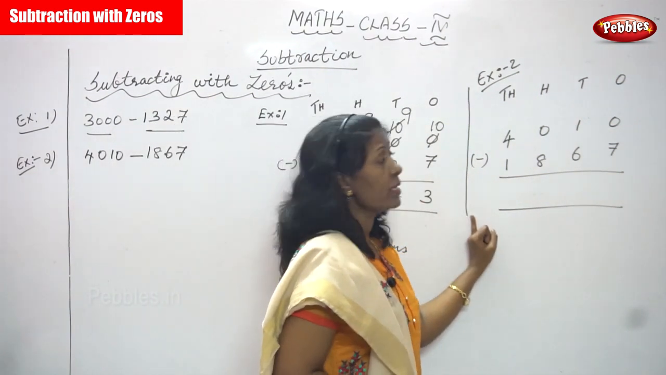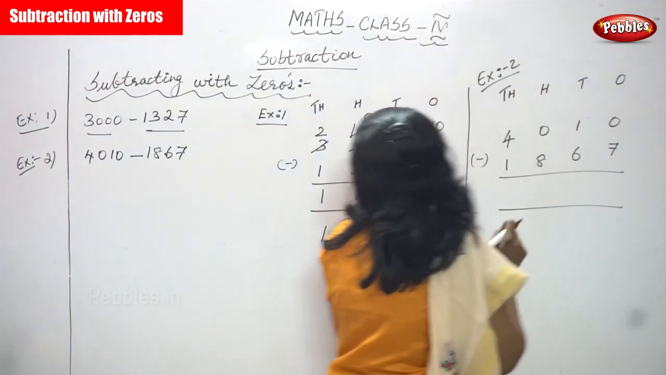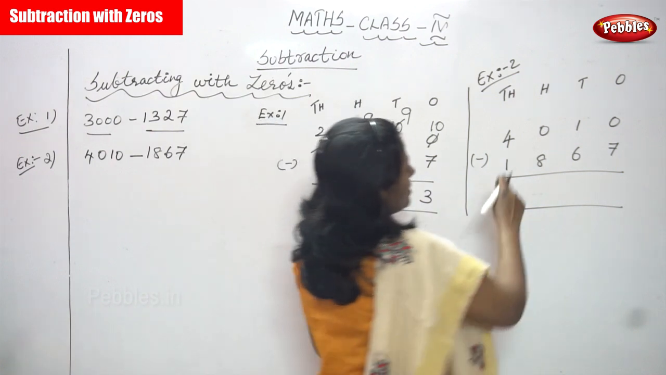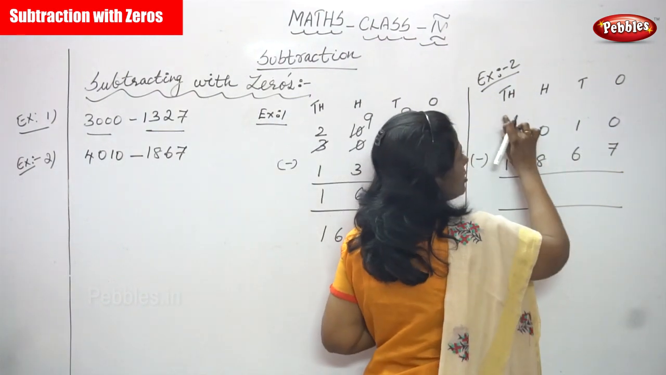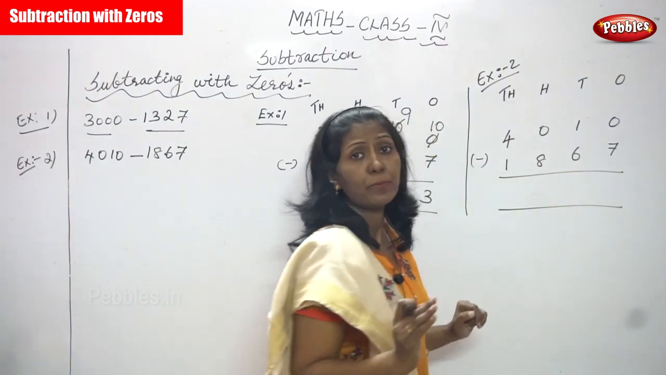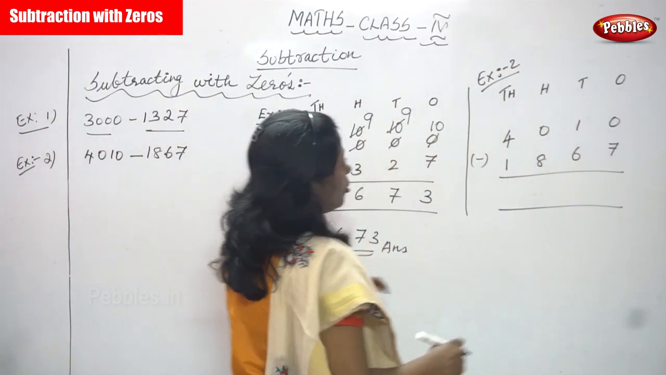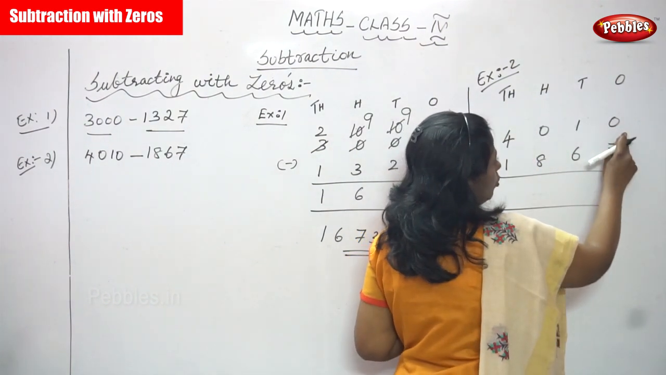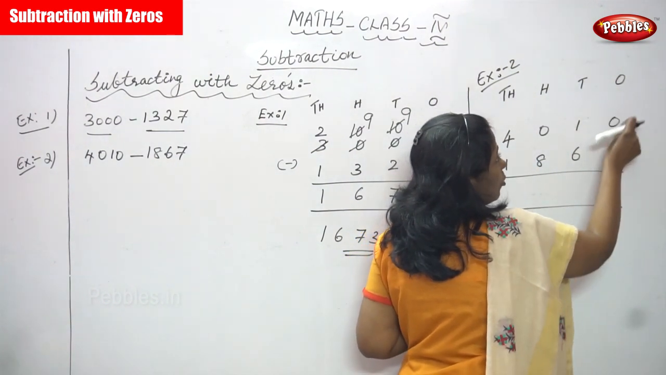Now the second sum, that is again 4010 with what? 1867. This is the greater number, then the small number. First you have to write the place value. According to the place value, you have to write the number properly. Check the numbers. So ones, tens, 100 and 1000. So start with ones. What is the ones place value?